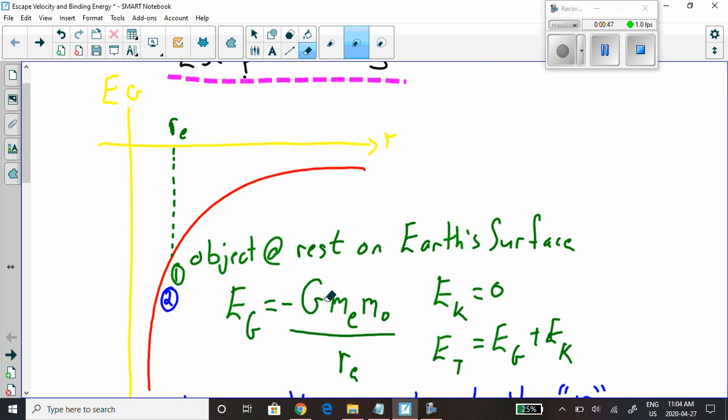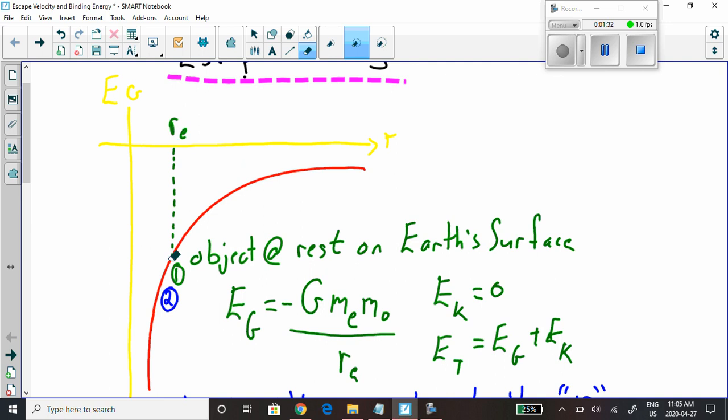And if you want to know what the function is, Eg is equal to negative. Remember, universal gravitational potential energy is negative. And we've got big G, the universal gravitational constant. In this case, we're going to use the mass of the Earth. It could be any object, Mars, the moon, what have you, but mass of the Earth in our situation. Then the mass of the object that is going to be moving through the gravitational field of the Earth. And when it's at that spot right there, its distance from the center of the Earth is the radius of the Earth. So along the radius axis, right here is the radius of the Earth.